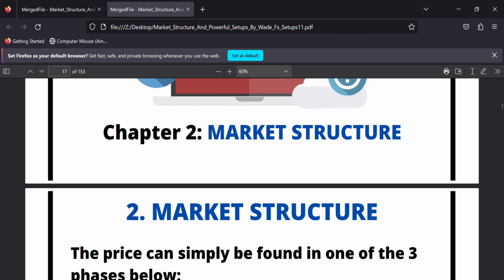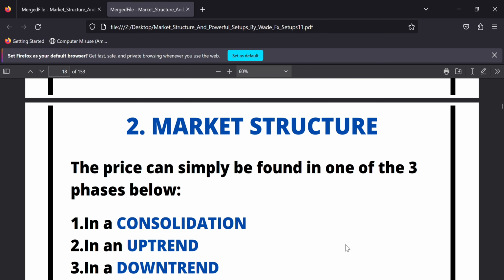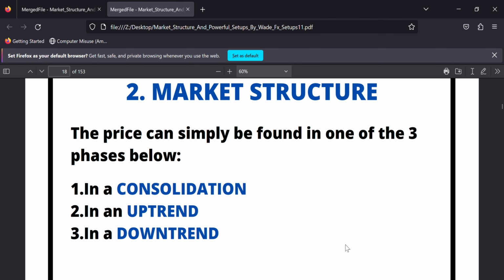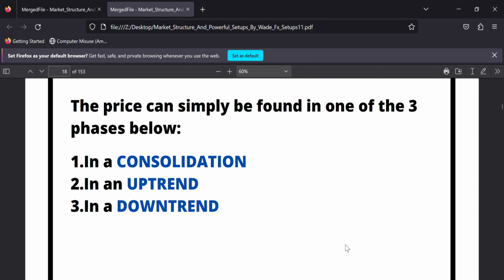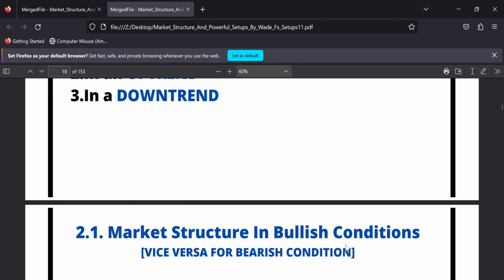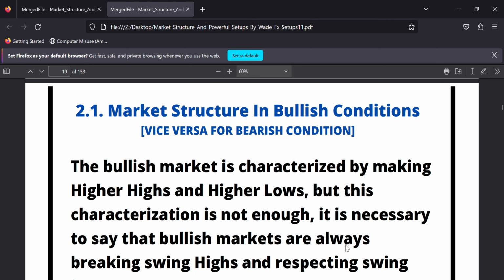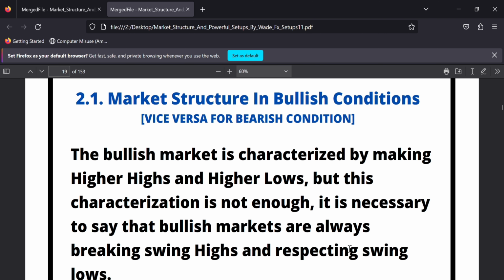Okay, let me continue. We have another chapter, which is the market structure. The price can simply be found in one of three phases: in a consolidation, in an uptrend, or in a downtrend. I'm going to explain this one by one. Market structure in bullish conditions, vice versa for the bearish conditions. The bullish market is characterized by making higher highs and higher lows, but this characterization is not enough. It is necessary to say that bullish markets are always breaking swing highs and respecting swing lows.